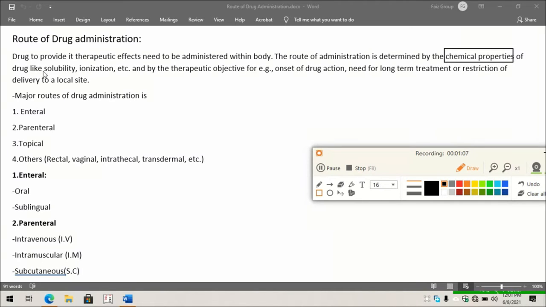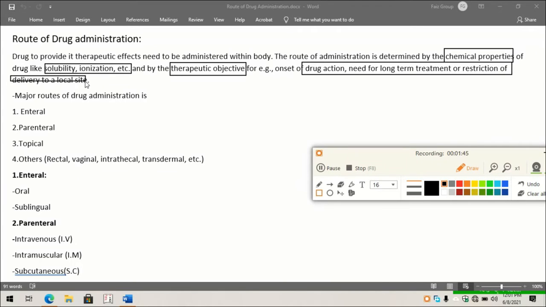Chemical properties of the drug, like solubility, either it is water soluble or lipid soluble, ionization properties, etc. And the second point to be noted is that the route of administration is also determined by the therapeutic objective, like onset of the drug action, need of long term treatment, or restriction of drug delivery to the local site.